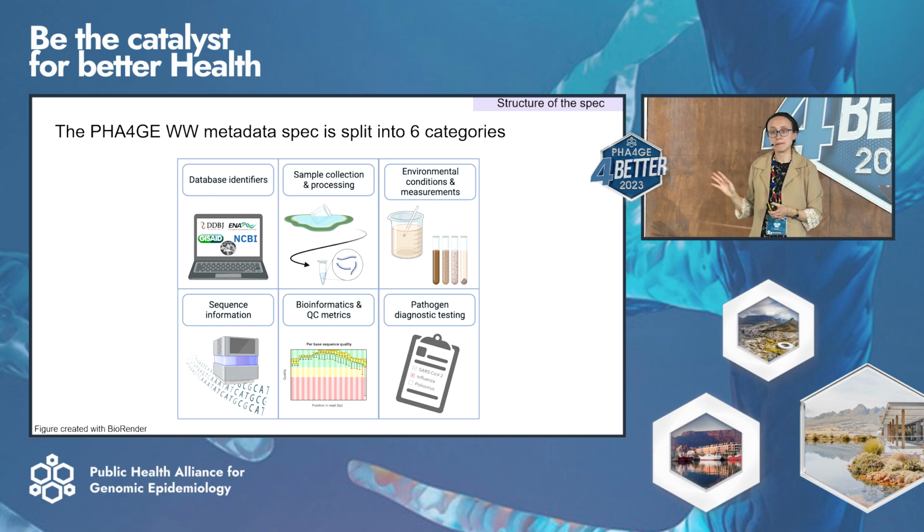The first one is database identifiers, which denotes where your sample has been shared. The next is sample collection and processing. This records all of the processes from before sample collection through to extraction. We also have environmental conditions and measurements, which are internal or external properties of your sample. Sequence information describes the procedures that you use to generate reads for your wastewater sample. Bioinformatics and QC metrics describe the processing of raw sequencing data and how you analyzed this raw and processed data. And finally, pathogen diagnostic testing is which pathogens you detected in your sample prior to any sequencing efforts.